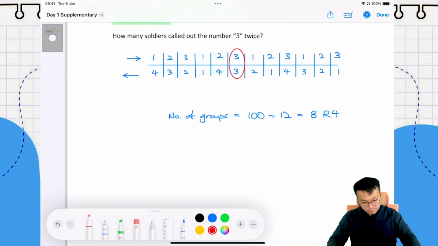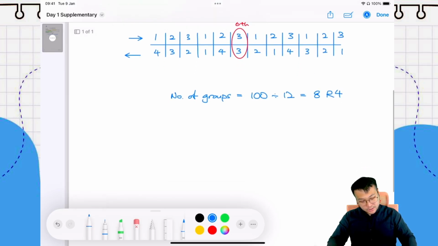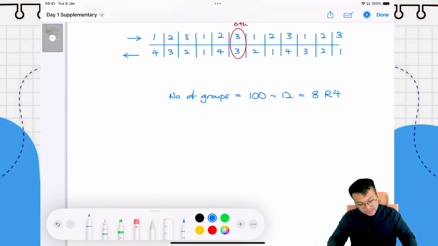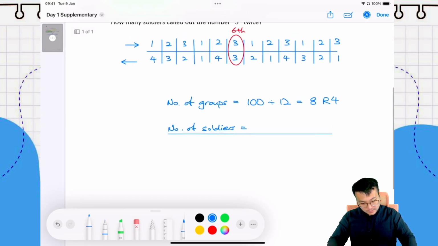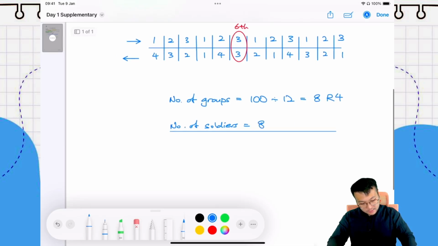Because the extra 4 people never said the number 3. Very good. Because this is the 6th person. Only the 6th person is the one who shouted the number 3. So most likely he will not shout the number 3 again. So very good. So if there's 8 groups, then can you tell me how many soldiers shouted the number 3 twice? There are 8 groups, eight. Yes, correct. Well done, Jin Chen.